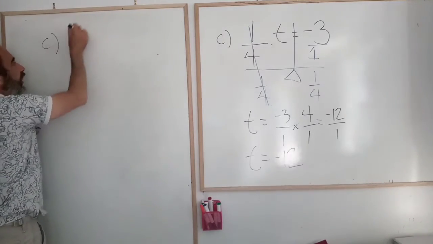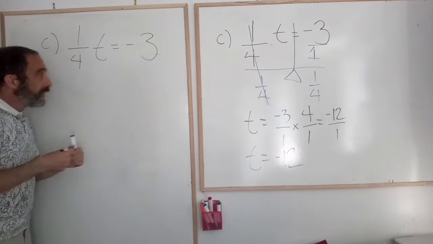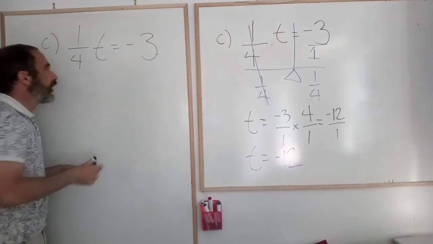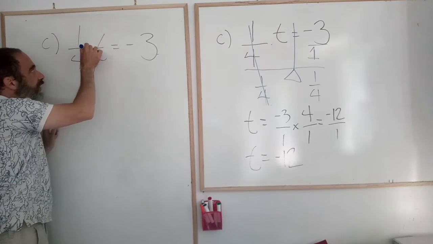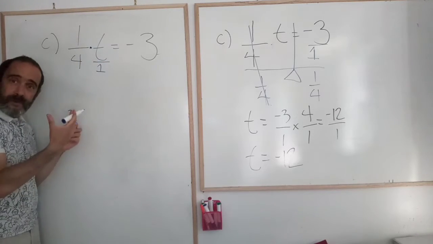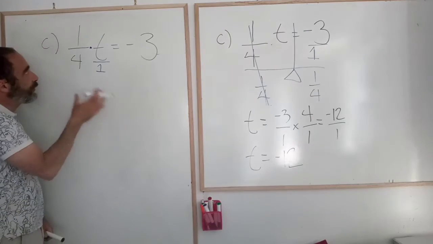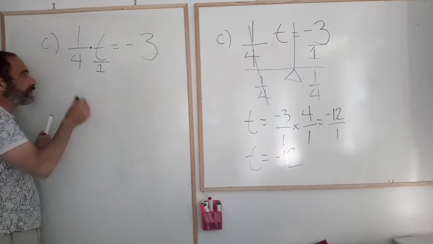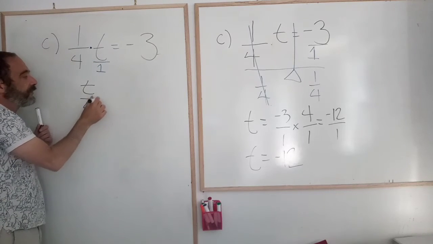So if we look at C one more time, and we have 1/4 t equals -3. So another way of doing this is to take care of that multiplication first. So I got 1/4 times t. Well, 1/4 times t, right? This t could be expressed as t over 1, right? A whole, you can express anything over 1, so that's t over 1. Now when you multiply top times top and bottom times bottom, 1 times t is t. And 4 times 1 is 4.